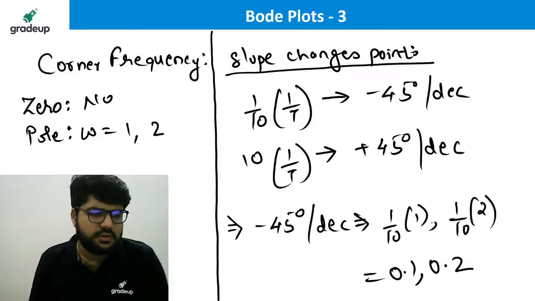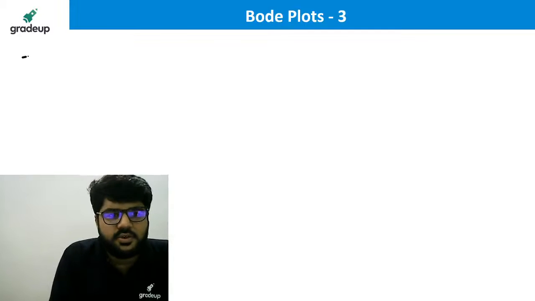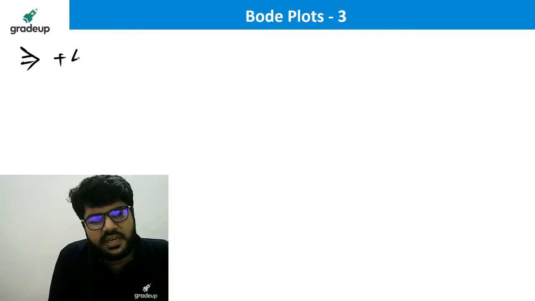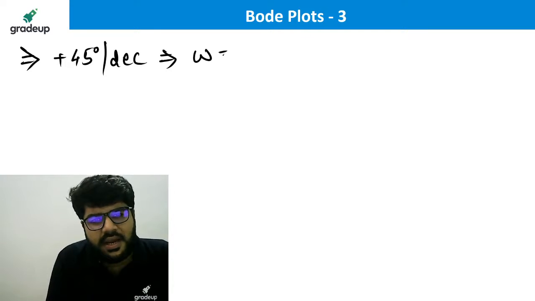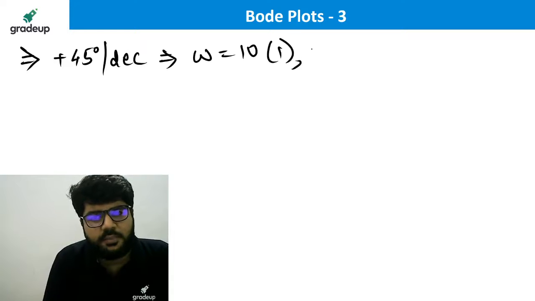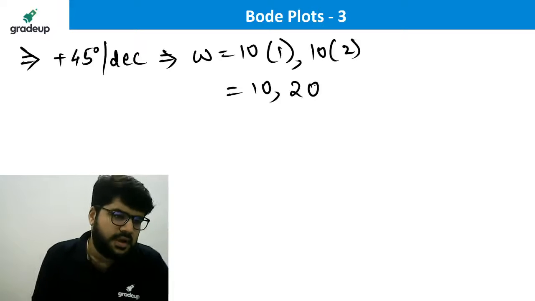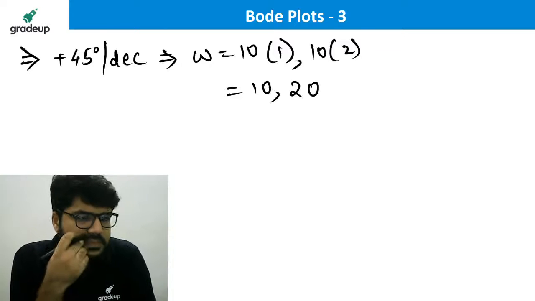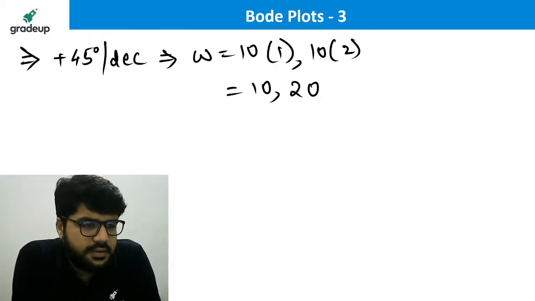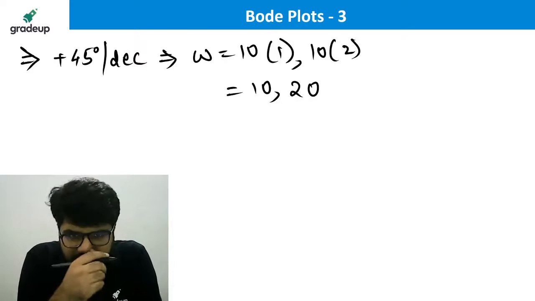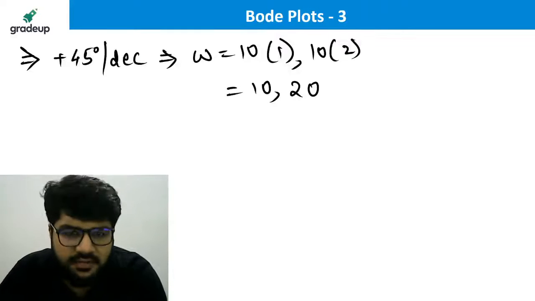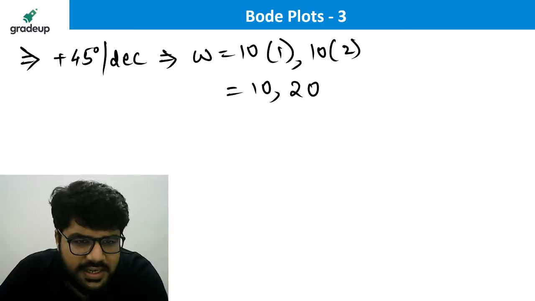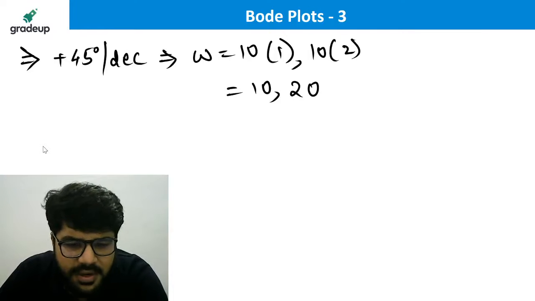Next, the slope will change by plus 45 degree per decade, where at omega equal to 10 times corner frequency point, 10 times of 1, 10 times of 2, that is 10 comma 20. That is 10 comma 20, right? So these are the slope changes point, plus 45 and minus 45. So now let's start sketching the plot. Can you try it out in a minute?